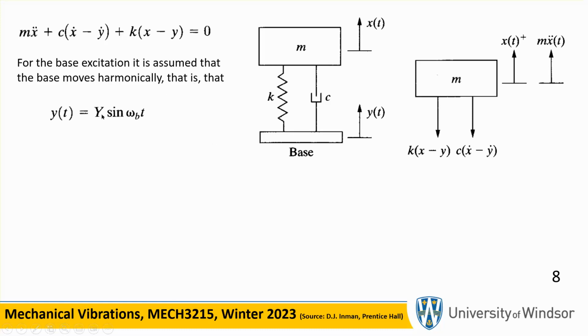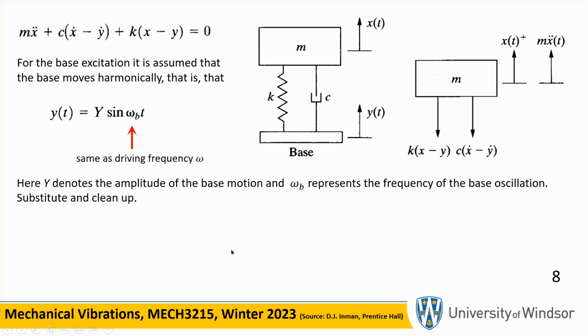Now we know that y of t, the base, moves with a certain prescribed form. So let's assume, for the sake of this chapter, the elementary stuff that we're doing in vibration, that it is moving with some amplitude harmonically, sinusoidally. So this omega sub b is the driving frequency, which is because of the motion of the base, and Y is the amplitude of the oscillation of the base.